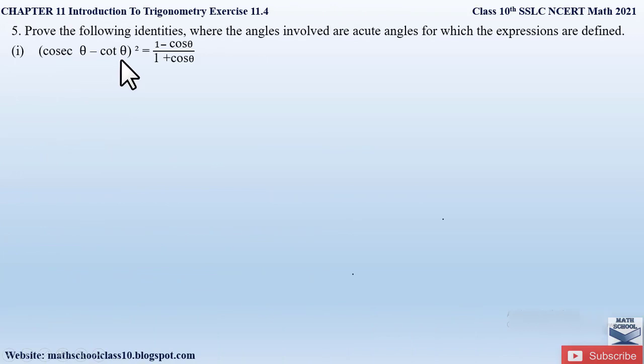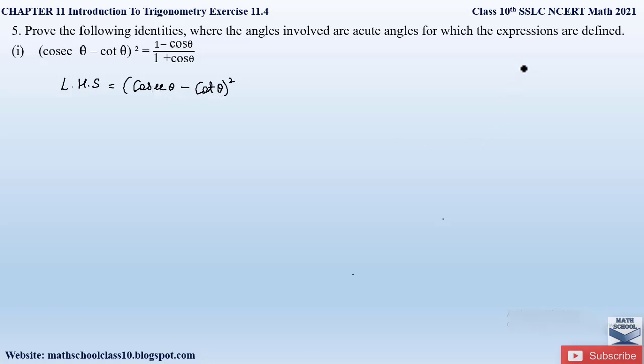Cosecant theta minus cot theta the whole square is equal to 1 minus cos theta divided by 1 plus cos theta. Let us solve this by proving the left hand side is equal to the right hand side. So let us consider the left hand side, which is cosecant theta minus cot theta the whole square. In the right hand side, we can observe that both the numerator and denominator have cos theta, so let us bring cosecant theta and cot theta into the form of cos theta.